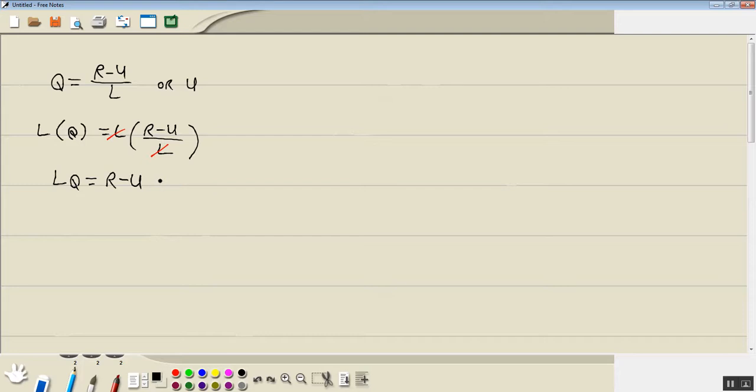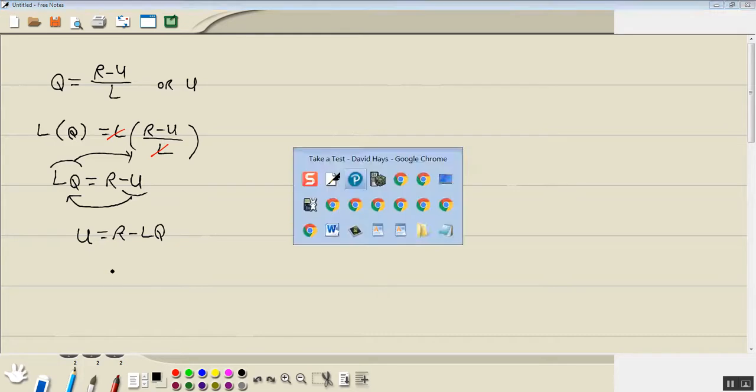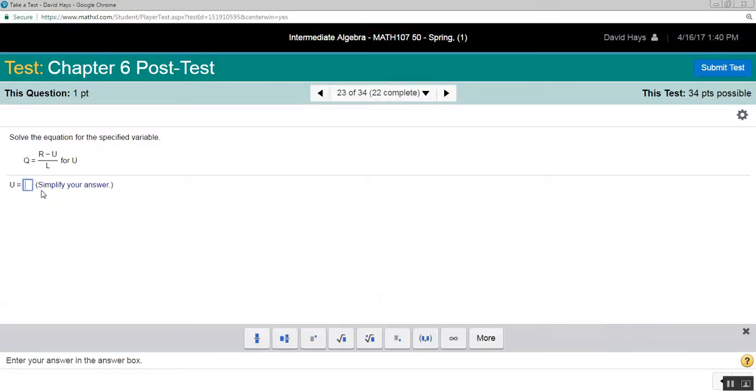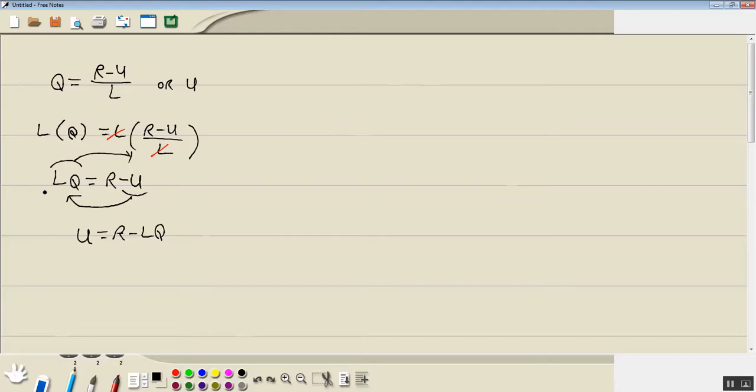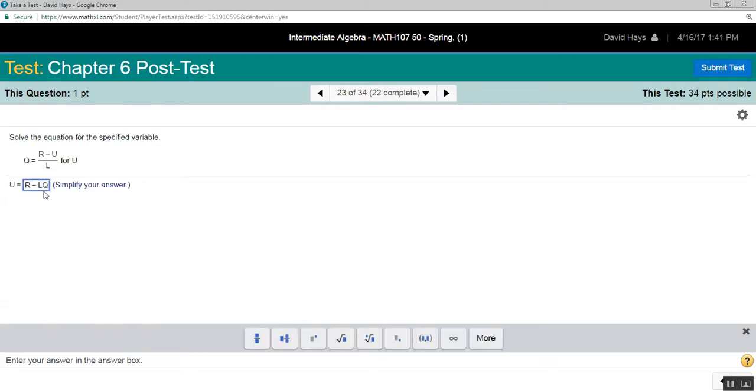Now I'm trying to solve for U. So our next step, get everything with the variable we're solving for on one side, everything else on the other. I'm going to take this negative U and move it to the left side, and this LQ to the right side. So we got U is equal to R minus LQ.